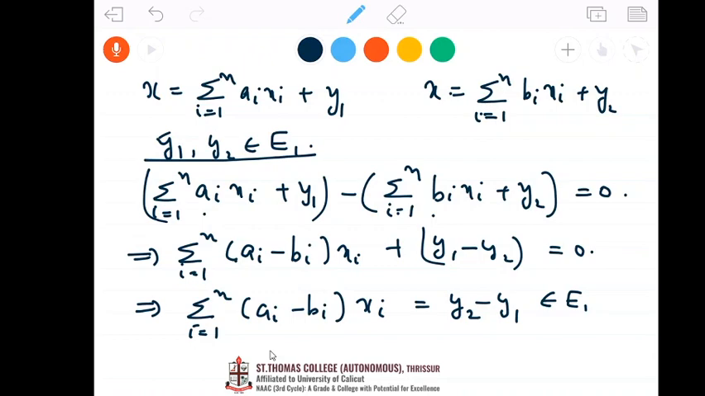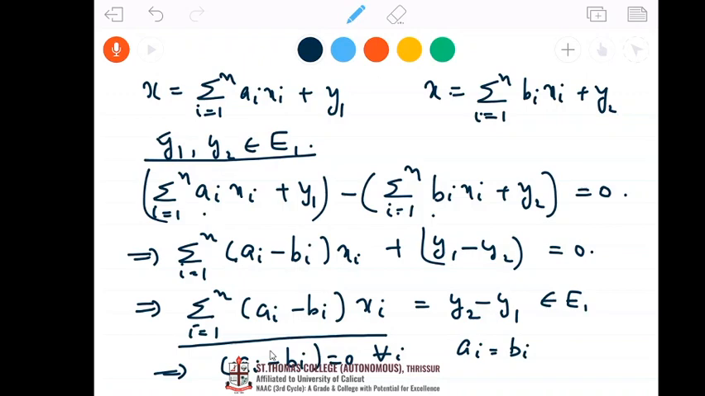Okay, now this left hand side is a linear combination of the xi and it is in E1. This means all the scalars, here the scalars are ai minus bi, should be equal to 0. So ai minus bi equal to 0 for all i equal to 1 to n. This means ai equal to bi. So all the scalars, these ai's and bi's, are equal: a1 is equal to b1, a2 equal to b2, etc., an equal to bn.